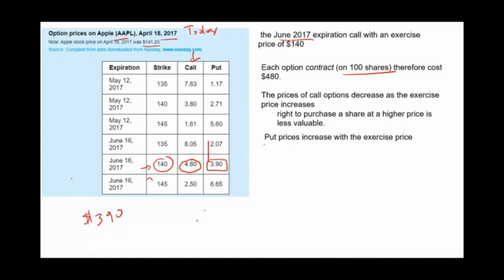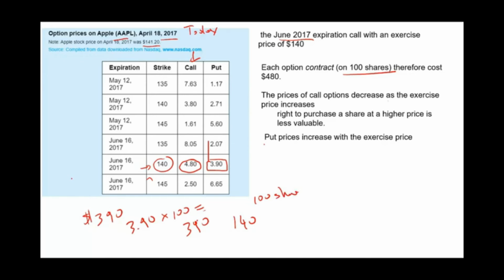You pay the premium, $390. Why $390? Because each contract is $3.90 times 100, because all options come in 100. You have to pay $390. You have the right to sell Apple stock at $140.